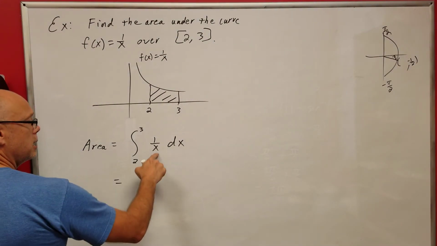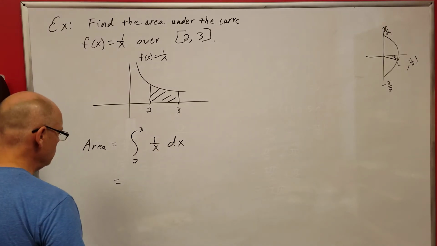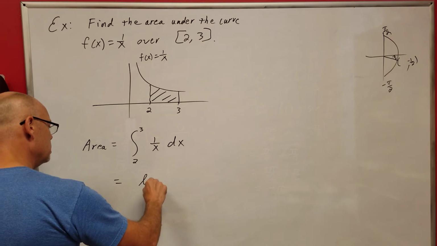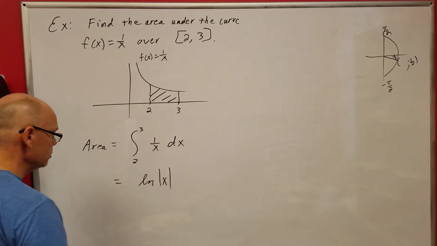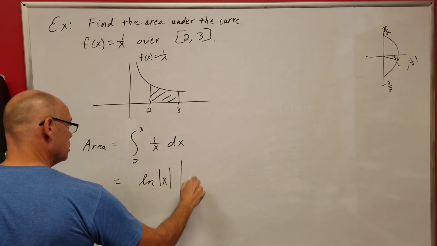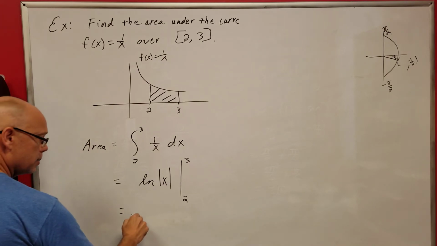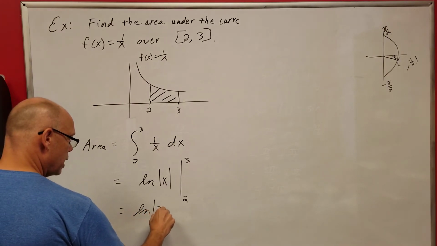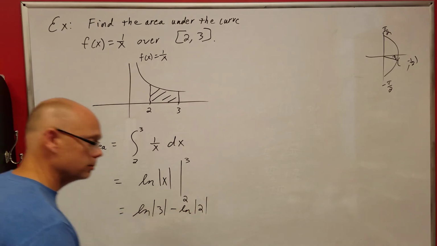So let's take an antiderivative. What's the antiderivative of 1/x? Oh, that was a formula. Natural log of the absolute value of x, wasn't it? Let's run that from 2 to 3. So that gives us the natural log of the absolute value of 3 minus the natural log of the absolute value of 2, right?